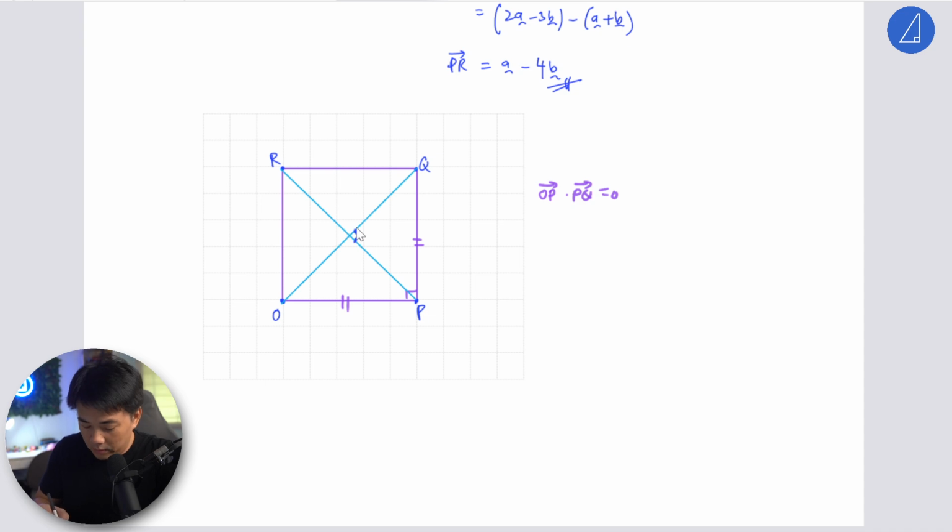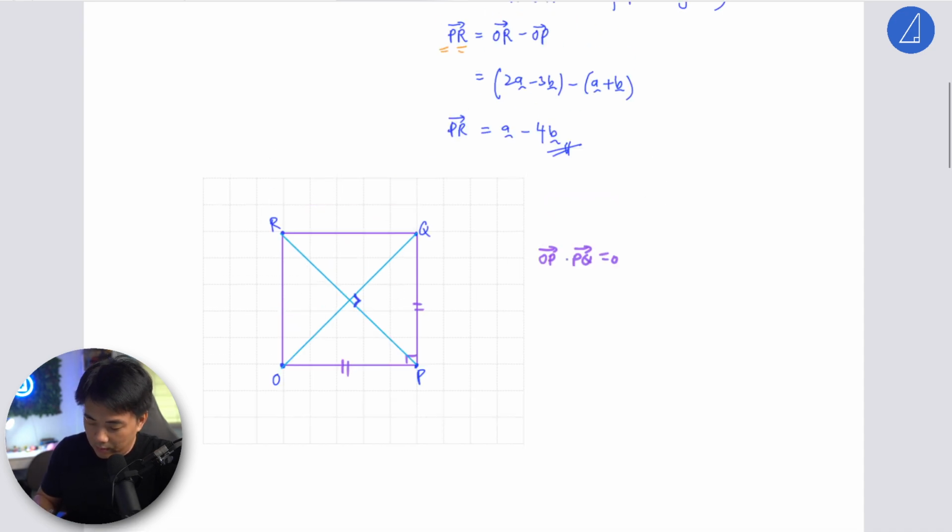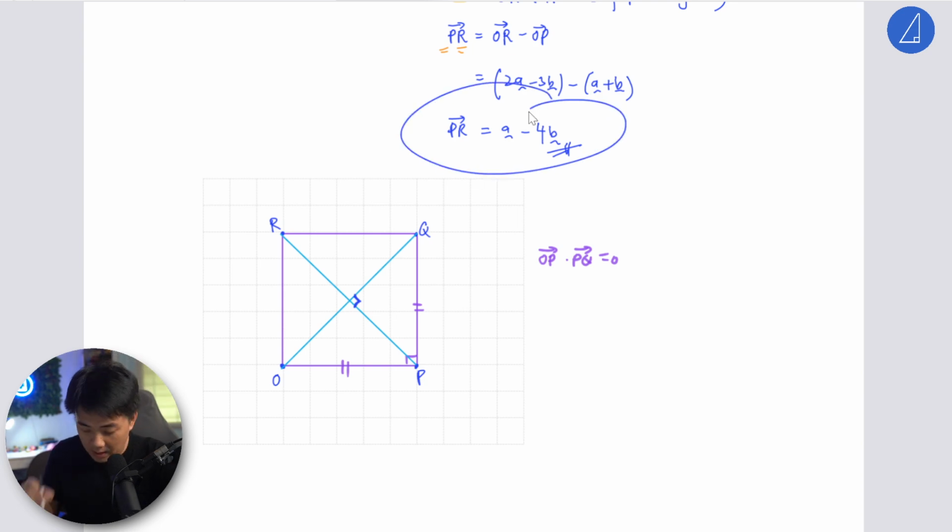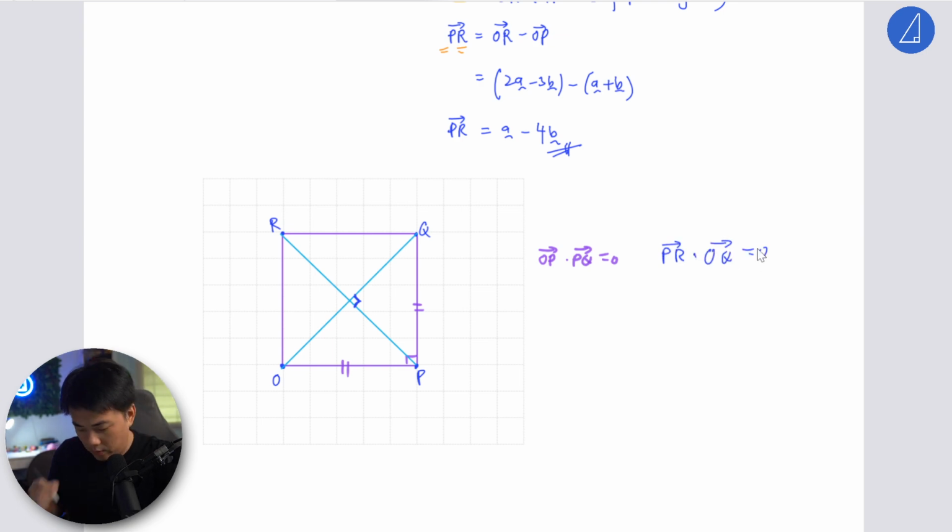Okay, so just don't forget that PR, because we already found PR here from the first part. So PR, the diagonal PR dot with OQ is also equal to 0. So OP dot OQ is 0, PR dot OQ is 0. Let's see what it will yield from here.